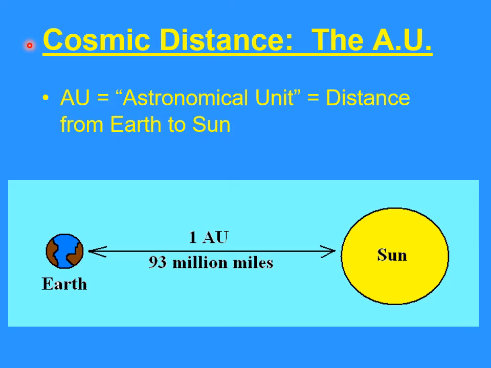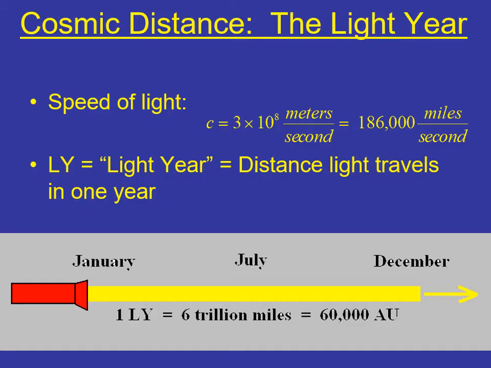So remember the idea that for studying cosmic distances, units like inches or meters or even miles are much too small. They're too small to be practical for measuring cosmic distances. So in astronomy, we often measure distances using different units that are more appropriate. And one of those is the AU, or astronomical unit, which is defined as the distance between the Earth and the Sun, which, by the way, is about 93 million miles.